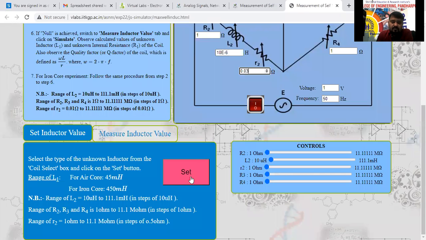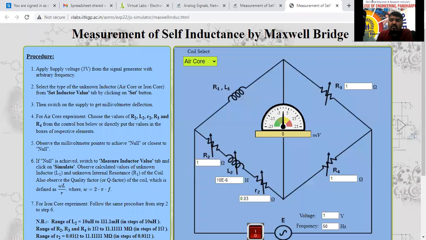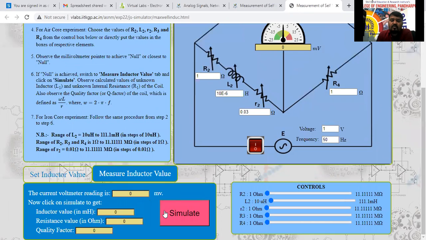Before performing, we have to click the set button. After that, to measure, we have to click on the measure button. We have to simulate it, and the voltmeter reading is going to be detected. Next, click on simulate, and after clicking, the inductor value, the resistance value R1, and the quality factor are going to be displayed. Based on the requirement, it is going to deflect.